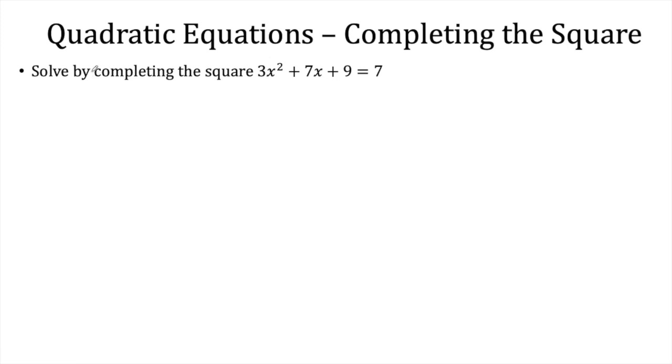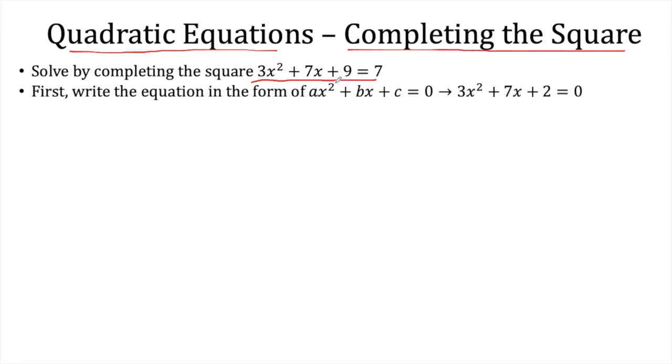In this video, I will be examining a third example involving quadratic equations and completing the square. So let's begin. This problem tells us to solve 3x squared plus 7x plus 9 is equal to 7 by completing the square. And as in any quadratic equations problem, we must first write our equation in the form of ax squared plus bx plus c is equal to 0.